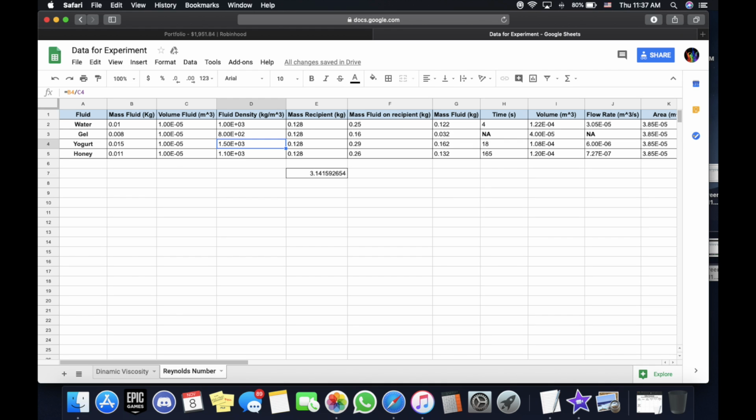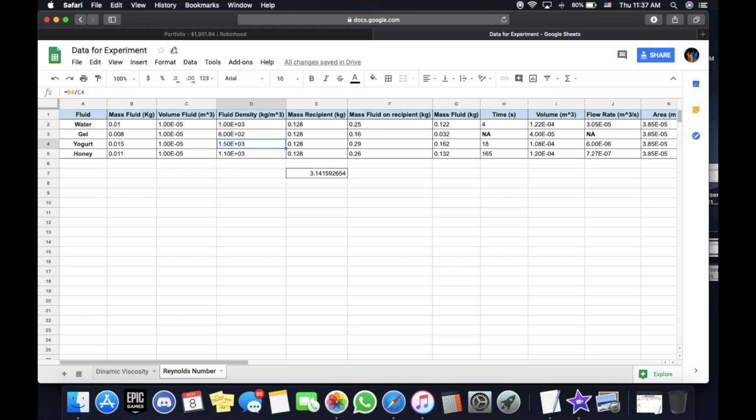The area, we got it by using the diameter of the tube, which is 0.007 meters, and we divided by 2 to get the radius, and then we did pi times radius squared. That's how we found the area, which is also a constant. To find the value of the Reynolds number, we did a really simple equation, which is density times velocity times diameter of the tube divided by the dynamic viscosity.